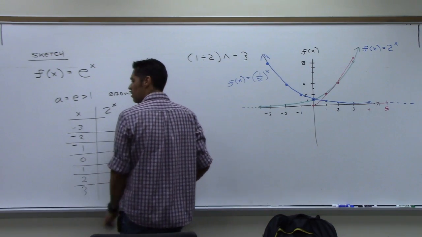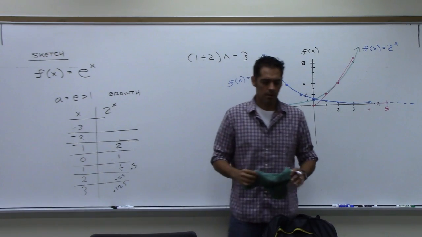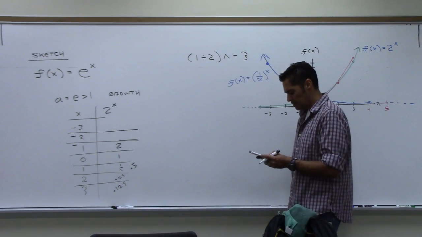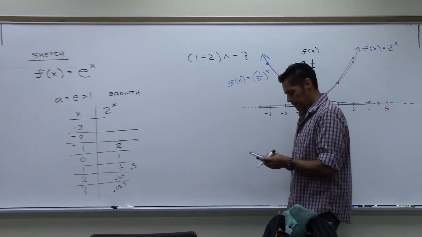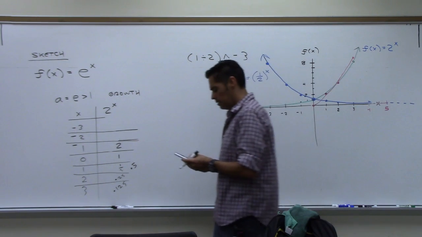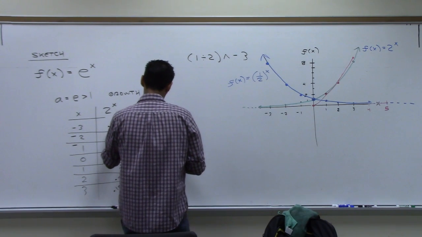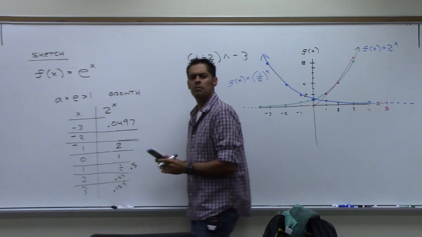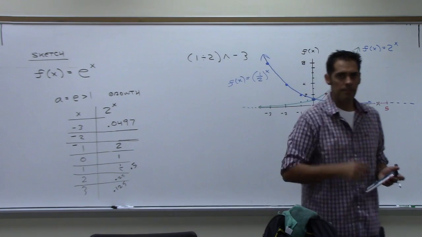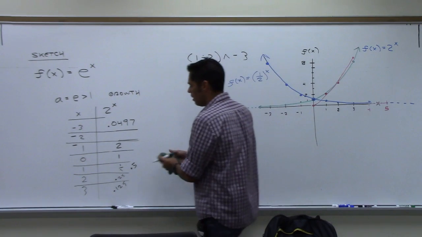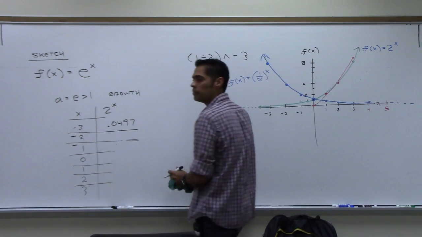You think you can handle that one on your own? I'll tell you what the first one should be, and then I'll let you get the rest on your own. e to the -3 is 0.0497. Not negative, though. And then so on and so forth. You can finish out the table. All right?